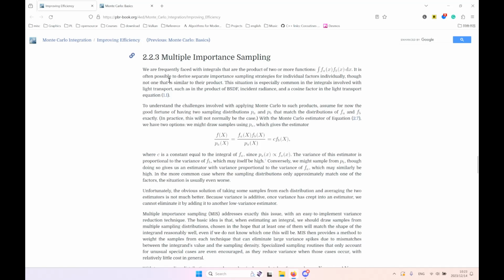And it is often possible to derive separate importance sampling strategies for each individual factor, but not as a whole. For example, there is light importance sampling and there is material importance sampling, but how do we combine them together?